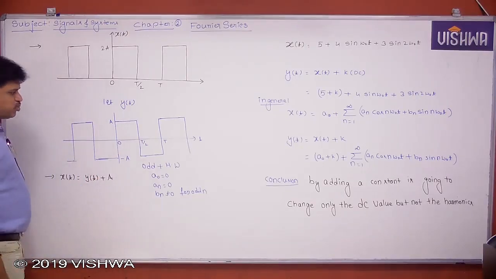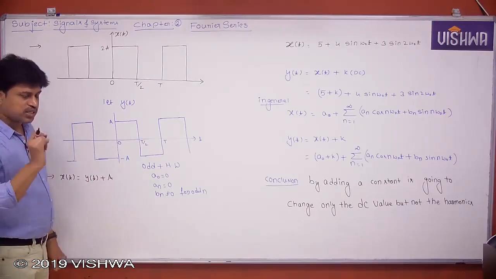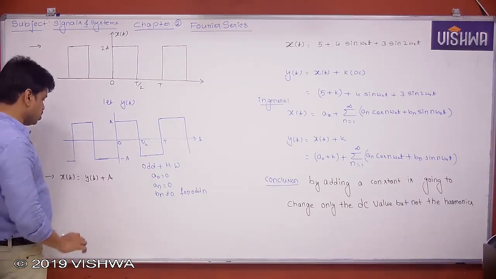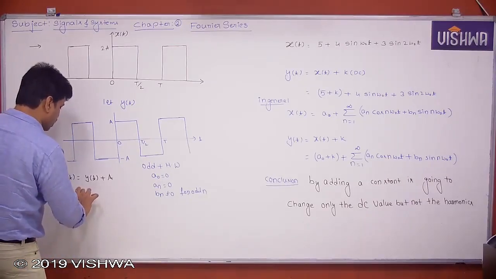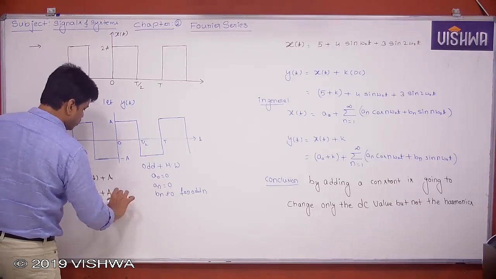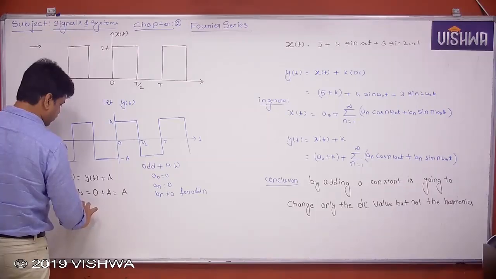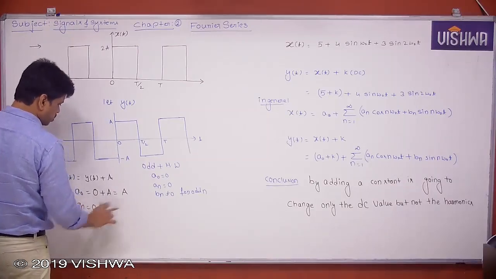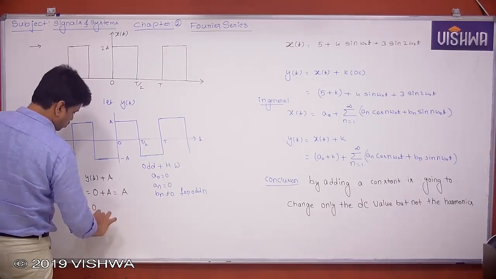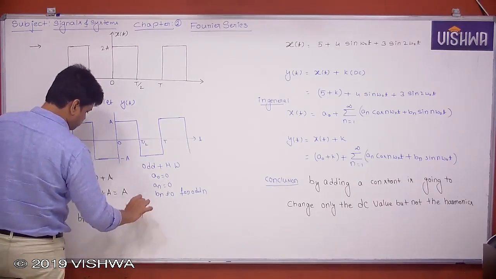So just now we came to know, for any signal, if I add a constant, what changes do you get? Only the DC value, but not the harmonics. So for this x of t signal, what is the a0? Previously its value is 0, plus a, so it is going to change to a. Next, what is the an value? Harmonics do not change, so still an is equal to 0, and bn is not equal to 0 for odd values of n. I hope you understood what I am trying to say.